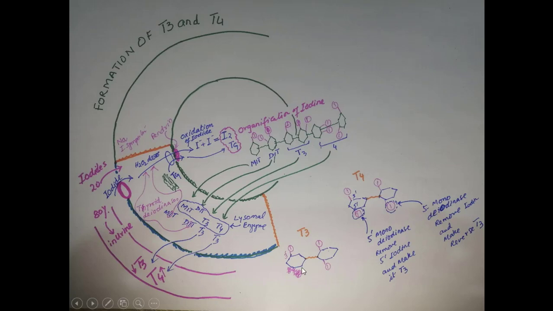Sometimes another enzyme, which is not 5 prime, it is just 5 monodeiodinase enzyme, will remove the iodine from this position. And if the iodine is removed from this position, this is known as the reverse T3, which is an inactive form. We will see this reaction in detail, the conversion of T4 into T3.